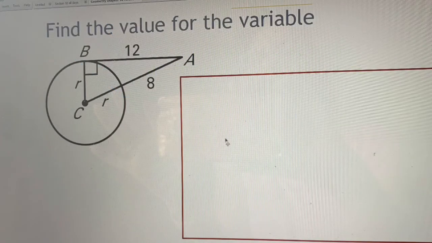Notice here we have a triangle, and one side of the triangle is r, another side is 12, and CA is r to the edge of the circle, and 8 from the outside of the circle to A. We need to find the value of the variable.